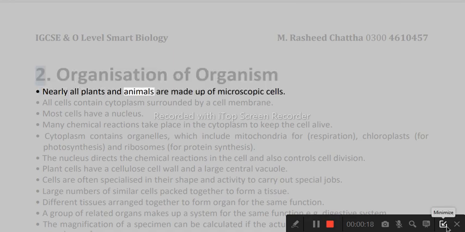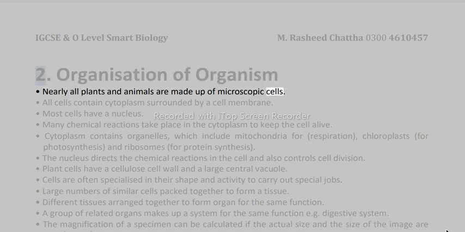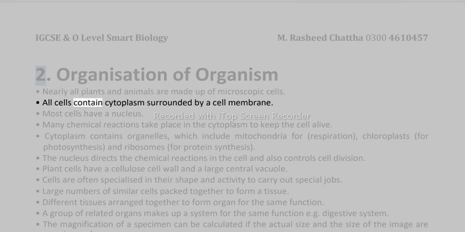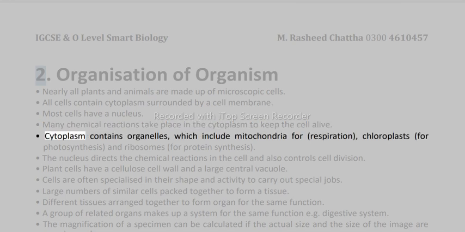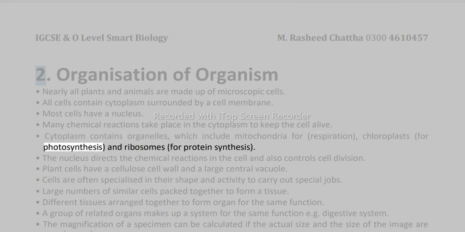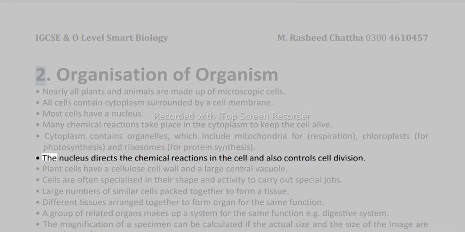Nearly all plants and animals are made up of microscopic cells. All cells contain cytoplasm surrounded by a cell membrane. Most cells have a nucleus. Many chemical reactions take place in the cytoplasm to keep the cell alive. Cytoplasm contains organelles, which include mitochondria for respiration, chloroplasts for photosynthesis, and ribosomes for protein synthesis. The nucleus directs the chemical reactions in the cell and also controls cell division.